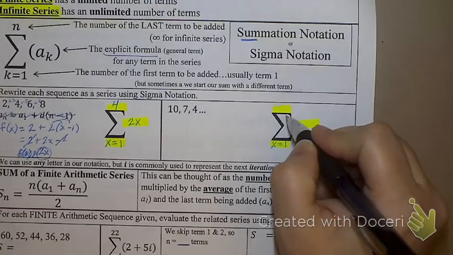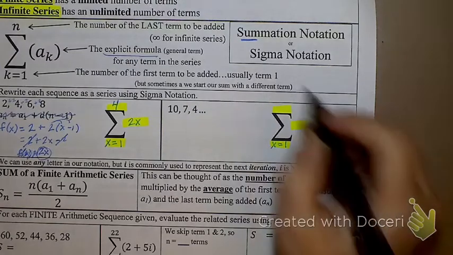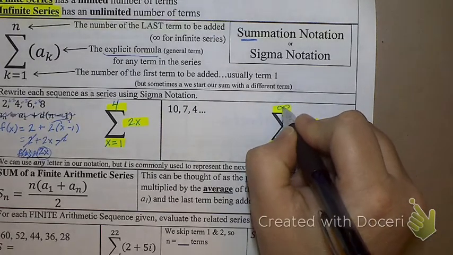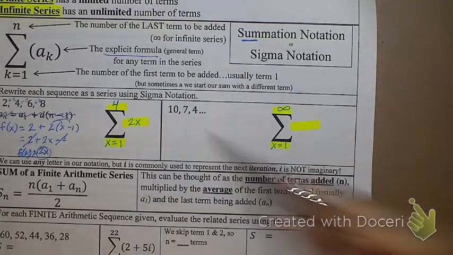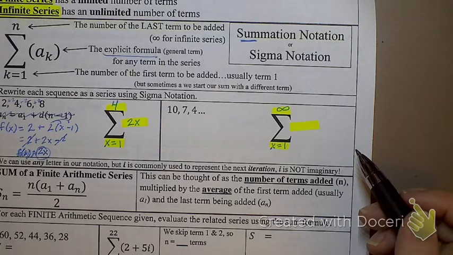What am I going to put at the top? Infinity. Why infinity? Because it's an infinite. Because that dot, dot, dot means there is no limit to the number of terms in that sequence.